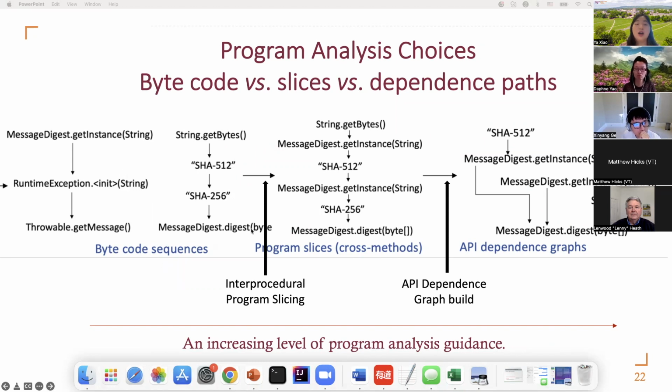And then we apply the interprocedural program slicing, which is a program analysis strategy on top of the Android bytecode to produce the program slices across methods. Furthermore, we construct an API dependence graph on top of the slices and extract the API dependence path for embedding. We choose the 3 types of sequences because they reflect an increasing level of program analysis guidance.